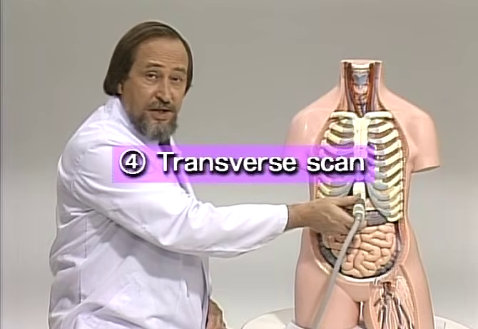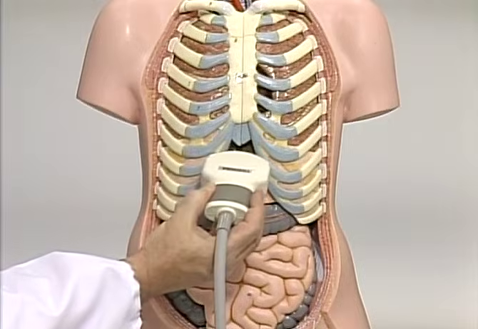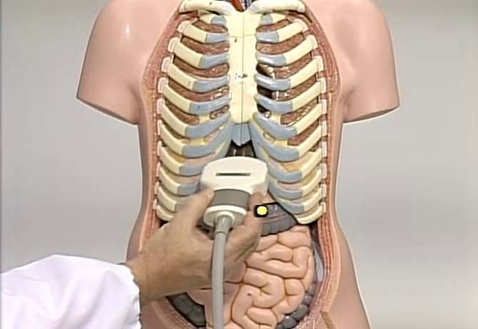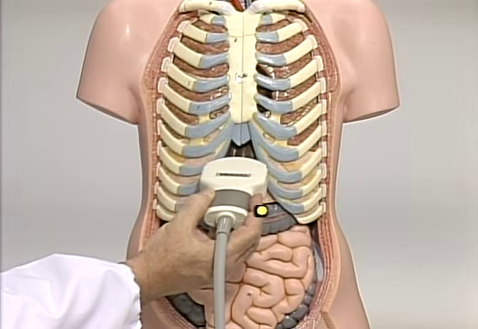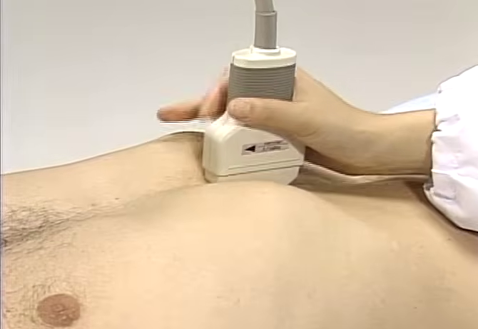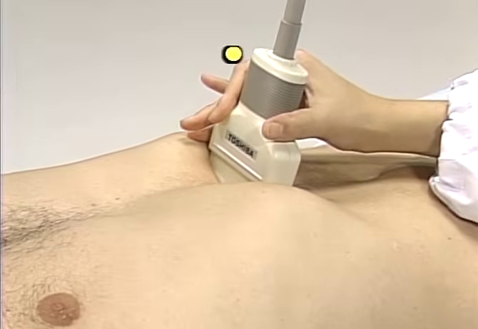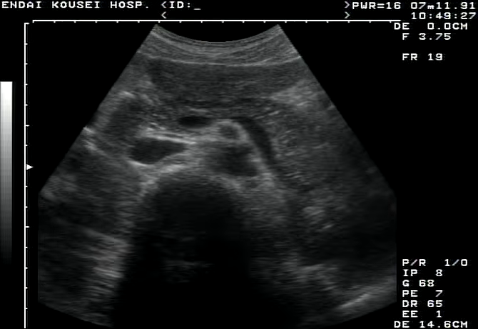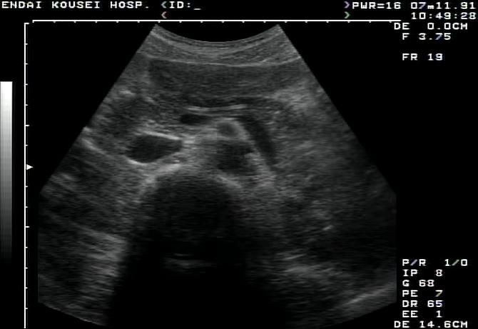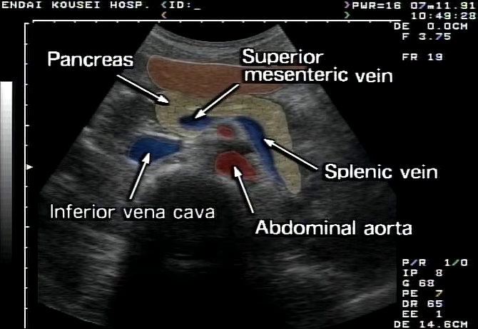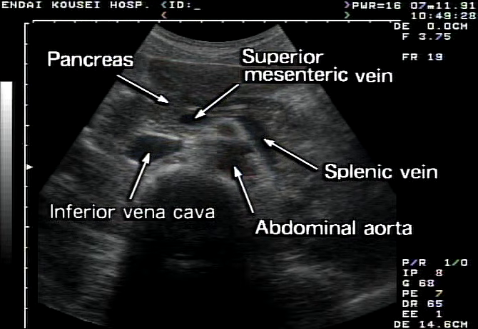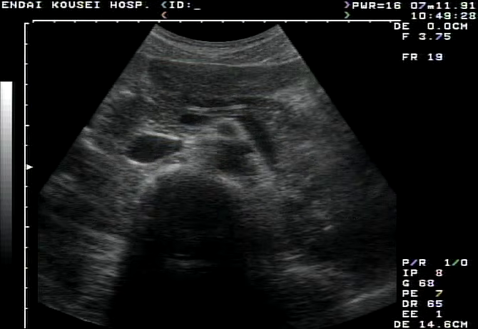Next is the transverse scan. First, position the probe at the epigastrium, turn it about 90 degrees counterclockwise, then scan the patient transversely. The inferior vena cava and superior mesenteric vein appear as short axial tomographic images in the transverse scan. On the abdominal wall side of the images, the transverse plane of the splenic vein looks like a tadpole.